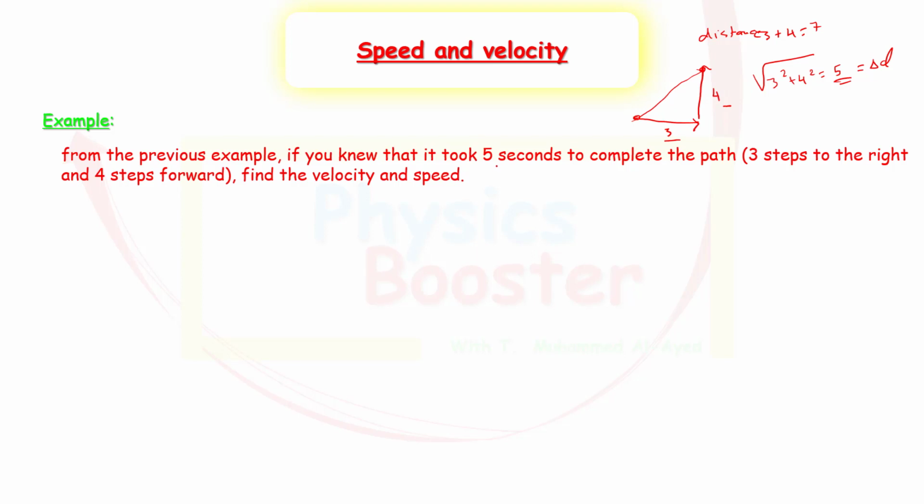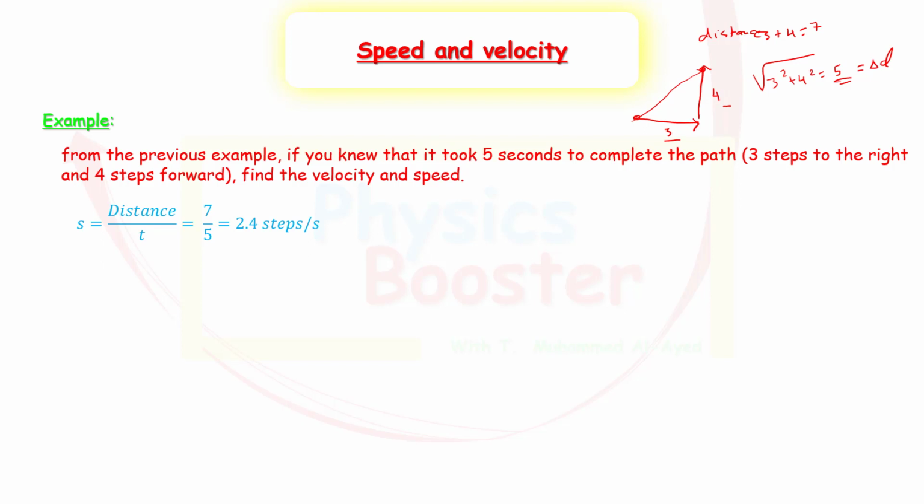Now, if I said that it took me 5 seconds to do this, which is moving 3 steps to the right and moving 4 steps forward, find the velocity and speed. Well, it's straightforward. If I want the speed, it's the distance over time. The distance is 7 steps and the time is 5 seconds. So we have a speed equal to 1.4 steps per second.